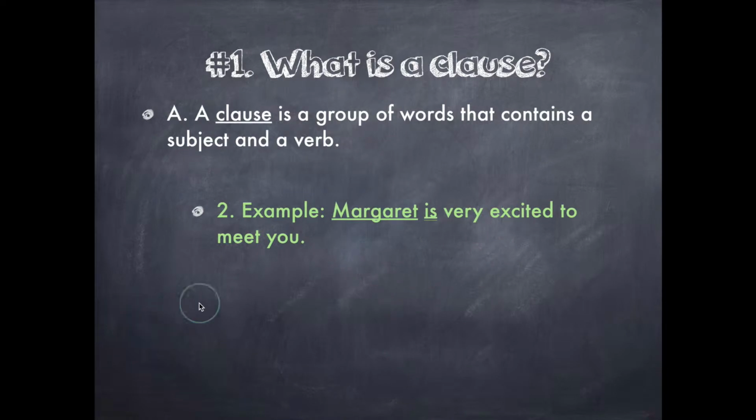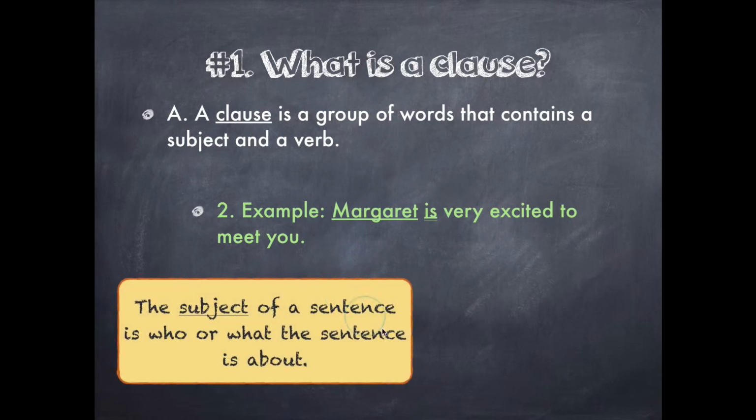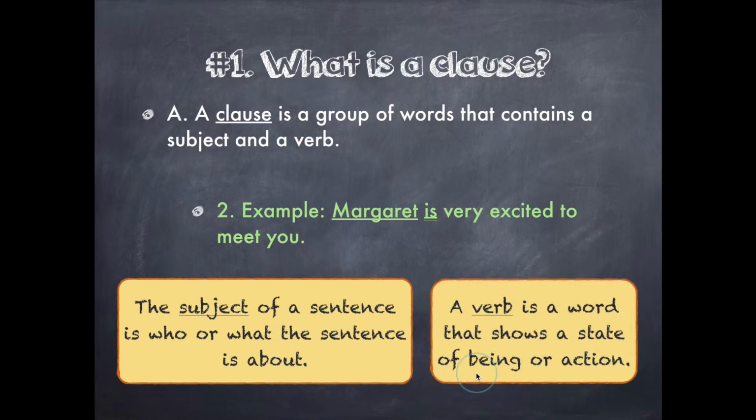Here's another example. Don't forget that the subject of a sentence is who or what the sentence is about, and a verb is a word that shows a state of being or action. So in this sentence, Margaret is very excited to meet you. Margaret is my subject, and is my verb.